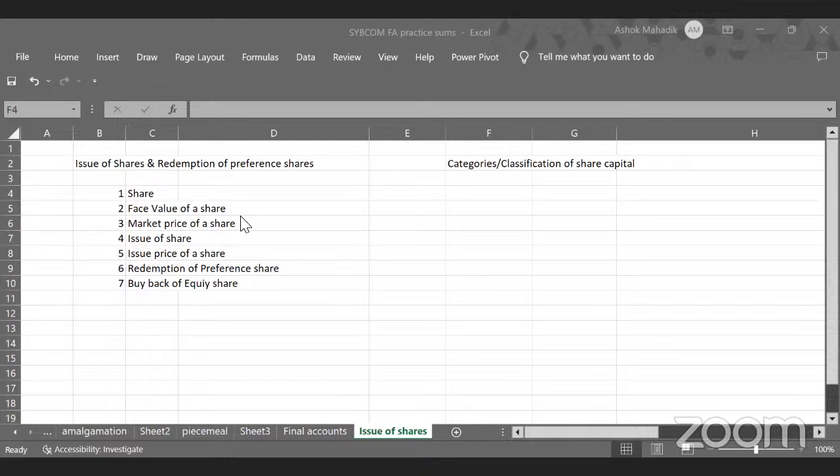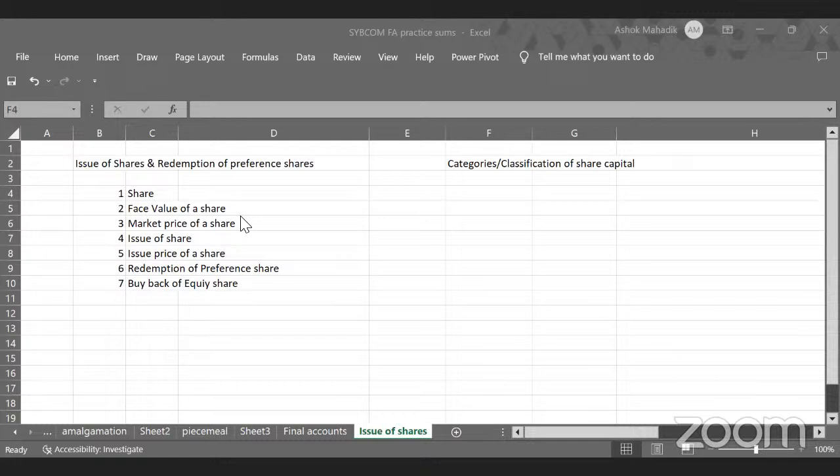Number one, share. So what is a share? Share is nothing but a share or a part in the share capital of the company. Next term is face value of share. The nominal value of any share, or the basic value at which the share is registered, is called face value of share. The original price of share is called face value of share.